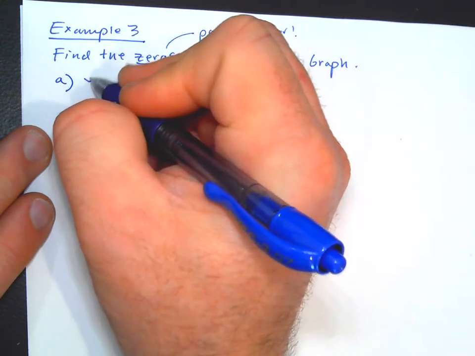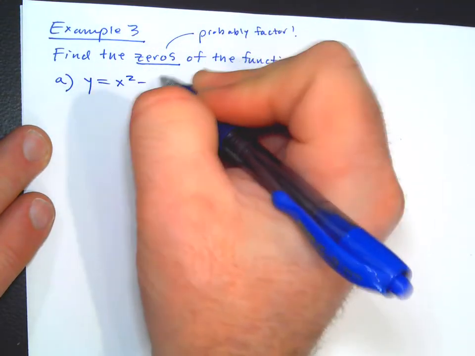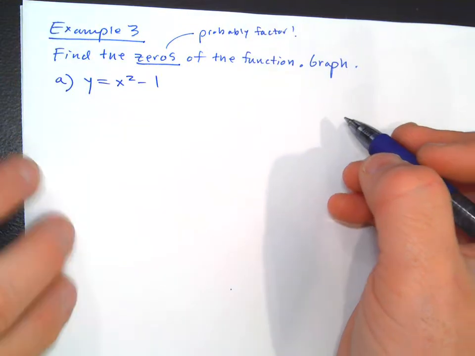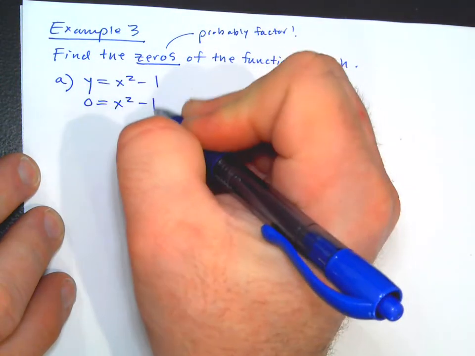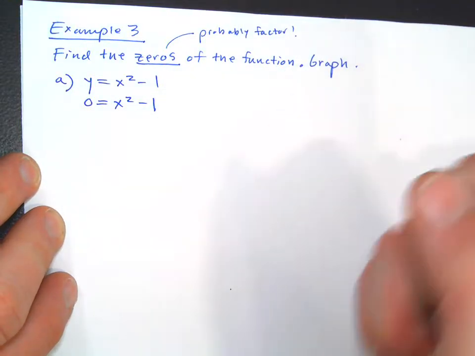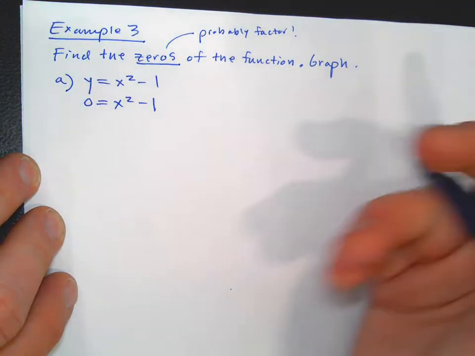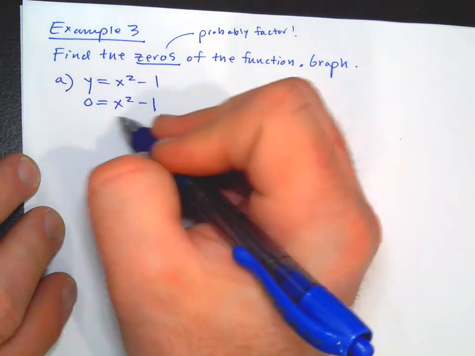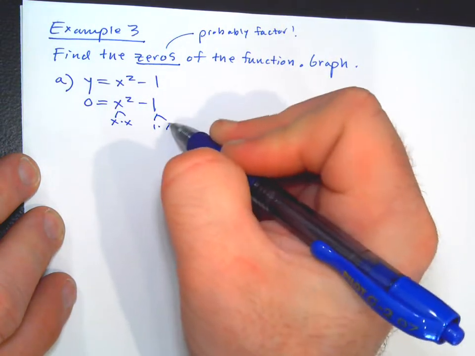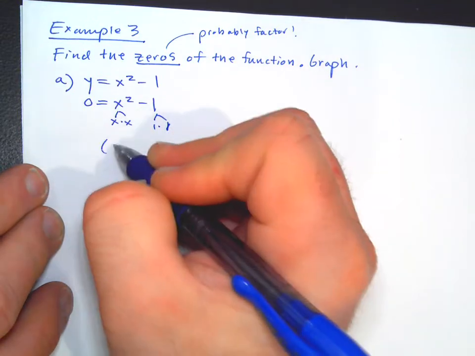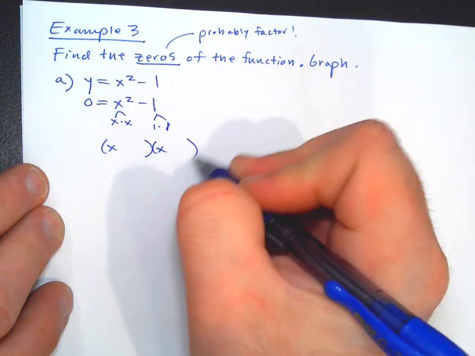We're going to do y equals x squared minus 1. Now, the way you find zeros is you make the function equal to 0. That's what a 0 is. It's what do you plug in for x to make the function go to 0, make the y value 0. So we get this, then we do some factoring. X times x, 1 times 1, right? And get x, get 1.